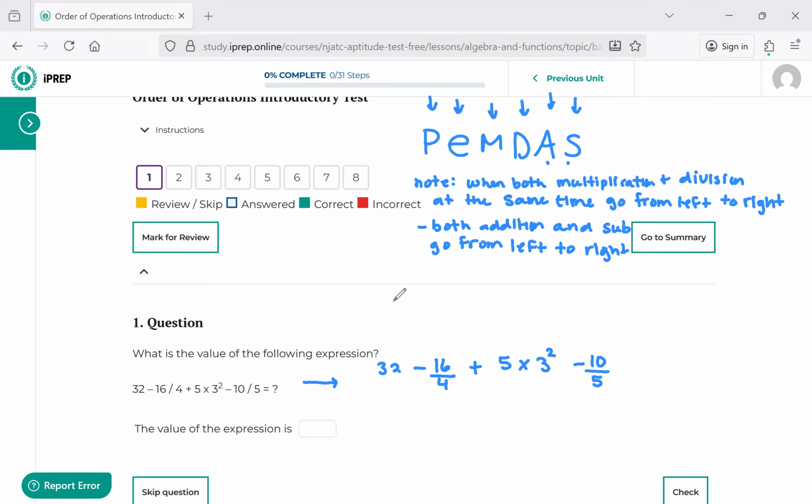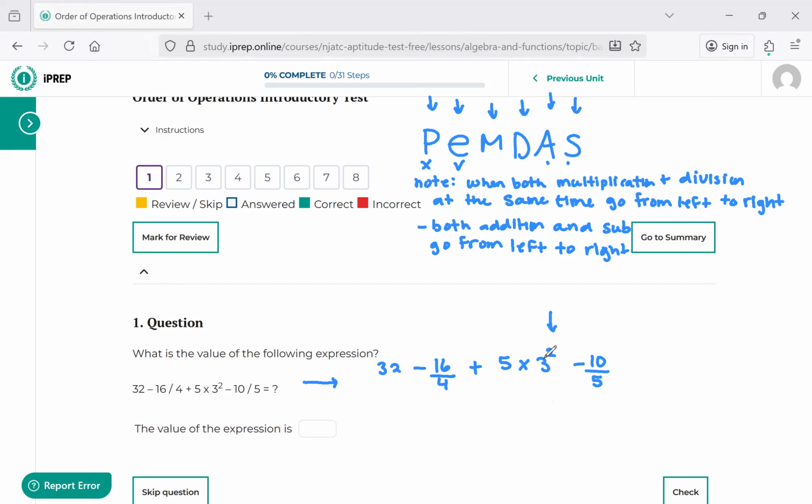So what do I do first? Let's start with the P. Do we have any parentheses? No. Do we have any exponents? Yes, I see one right here. So what you want to do is do the exponents first, and then, because this is really important, bring down the leftovers you haven't done. It's really important that you bring it down because that's where people make mistakes.